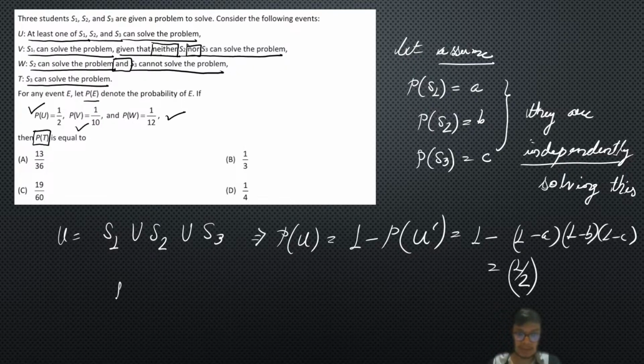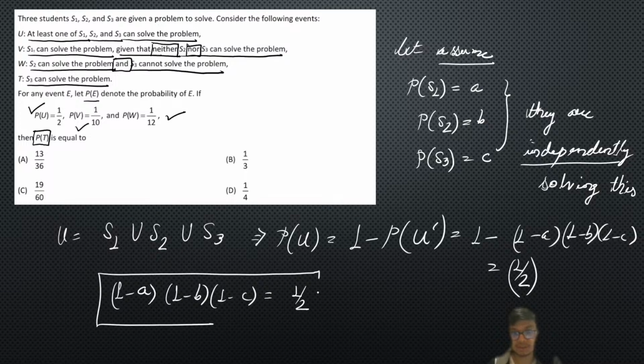So if I just equate that, I'm going to get one equation, that is (1 minus A) into (1 minus B) into (1 minus C). It is going to come out as again 1 upon 2. So that's our first equation, that's one general equation. Okay, so that's our first equation, right?